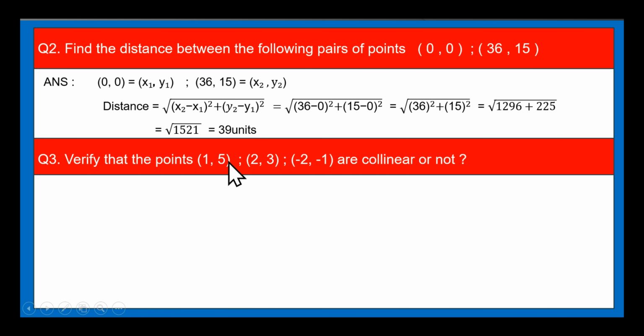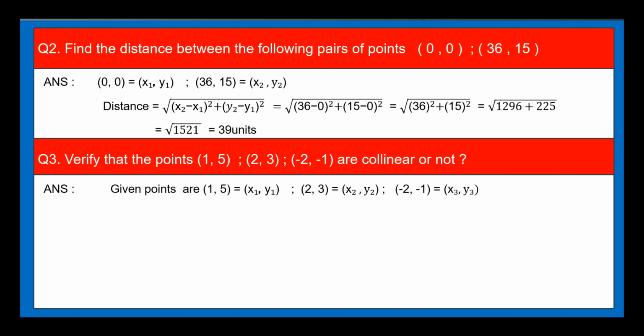How to solve this question? You can solve this question in 4 to 5 different ways, and let us proceed using the area of the triangle formula. Here the given points are 1, 5, you can name them as x1, y1. The second point is 2, 3, x2, y2, and third point coordinates -2, -1, which is x3 and y3. And let us write the formula to find the area of the triangle. Area of the triangle is equal to half modulus x1 into y2 minus y3 plus x2 into y3 minus y1 plus x3 into y1 minus y2.